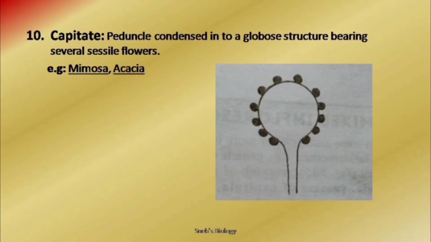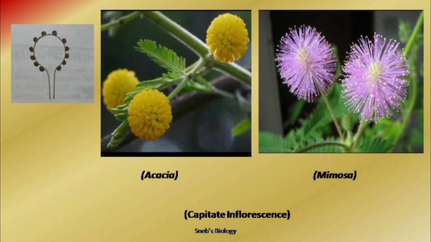Next we come to the last one, where the main axis is more or less globular. So the main axis has become bulb-like, and this type is known as capitate. All the flowers are arranged on this globe-like or spherical main axis. We find that when the flowers get arranged, they appear in the form of a ball structure. And the examples are mimosa and acacia, where we find the capitate type of inflorescence.